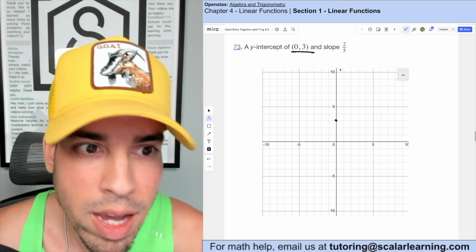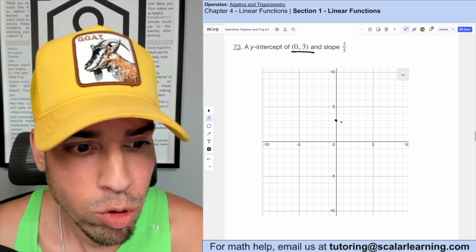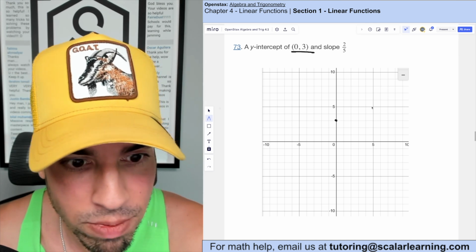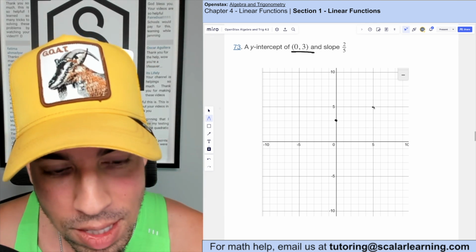right on that nice y-axis. And then it's got a slope of 2/5, which is a rise of 2, meaning go up by 2, and then a run of 5, meaning going to the right by 5. So just by applying the slope, we can get a second point right there.